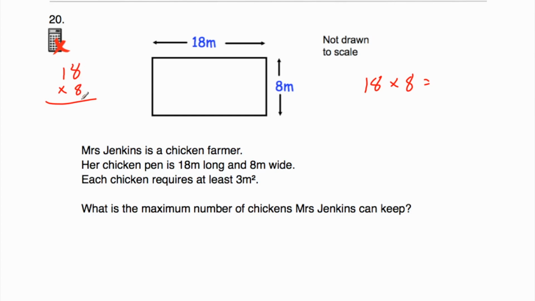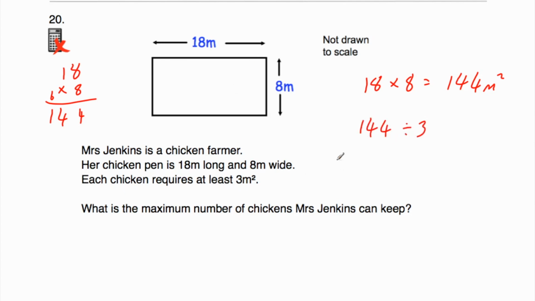8 times 8 is 64, so put our 4 down, carry our 6. 8 times 1 is 8, plus 6 is equal to 14. So the area of this chicken pen is 144 square metres, or 144 metres squared. And each chicken requires at least 3 metres squared of space. So what we need to do is divide the total area by 3 to see how many chickens then can fit into this pen. So we're going to do 144 divided by 3.